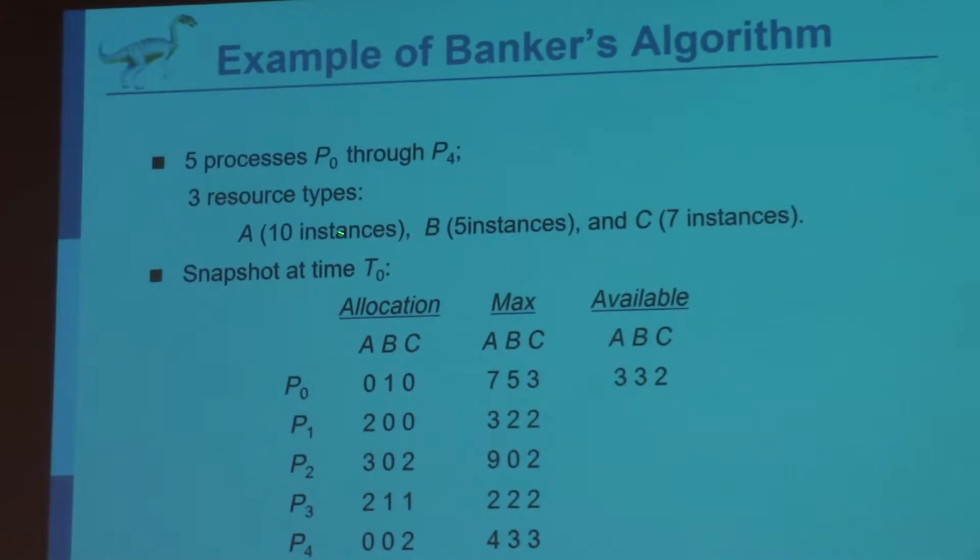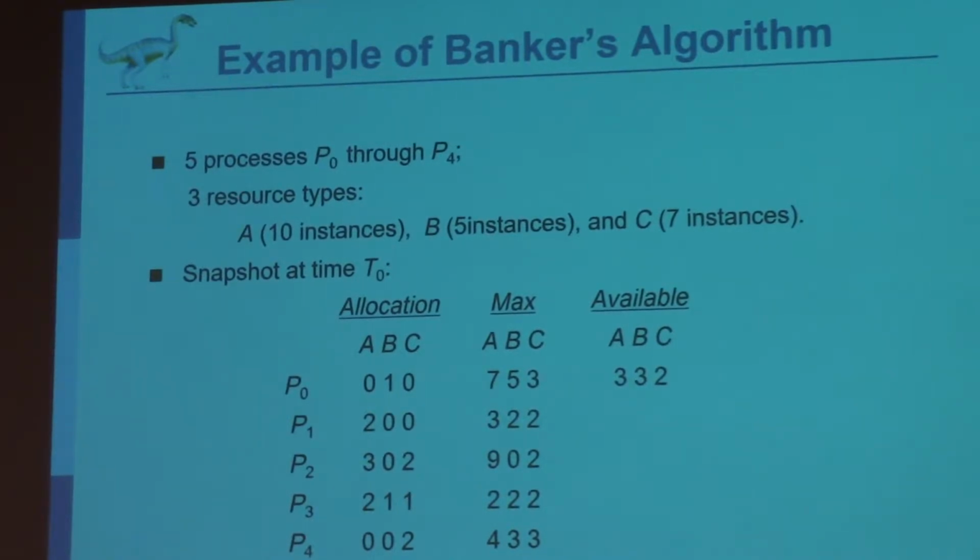Then how many A? 10 of them are available in our computer. And B, how many of them? 5 of them are available, maximum. And C, 7 of them. These are the total available resources. Okay? 3 types and the number of instances. So we have 5 processes.